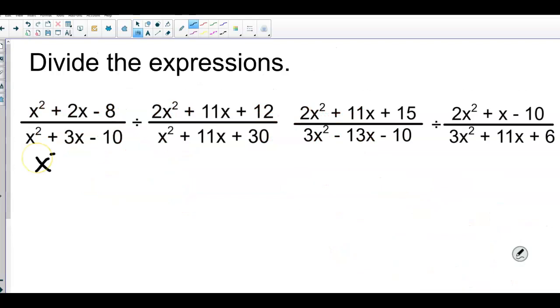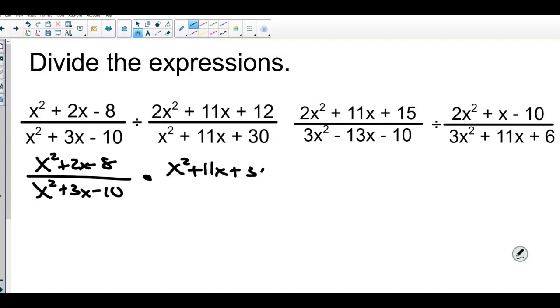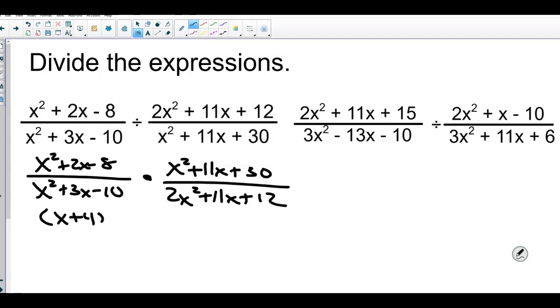So with division, we are not going to be lazy. I am literally copying down the exact first fraction, changing it to multiplication. 2x squared plus 11x plus 12. And now we are factoring. x plus 4, x minus 2. x plus 3, x... Oh, not x plus 3, excuse me, that is a mistake. Got rid of them there. All right, I'm sorry, x plus 5, x minus 2 is the correct factoring there.